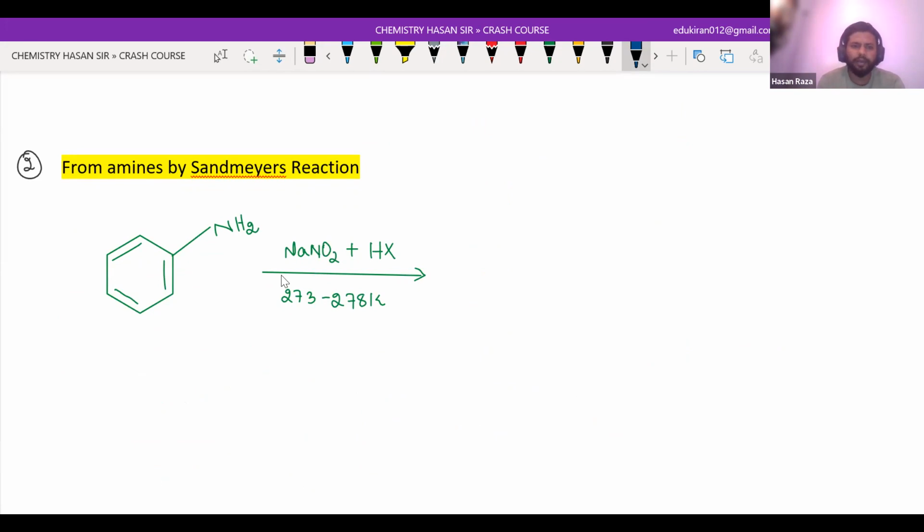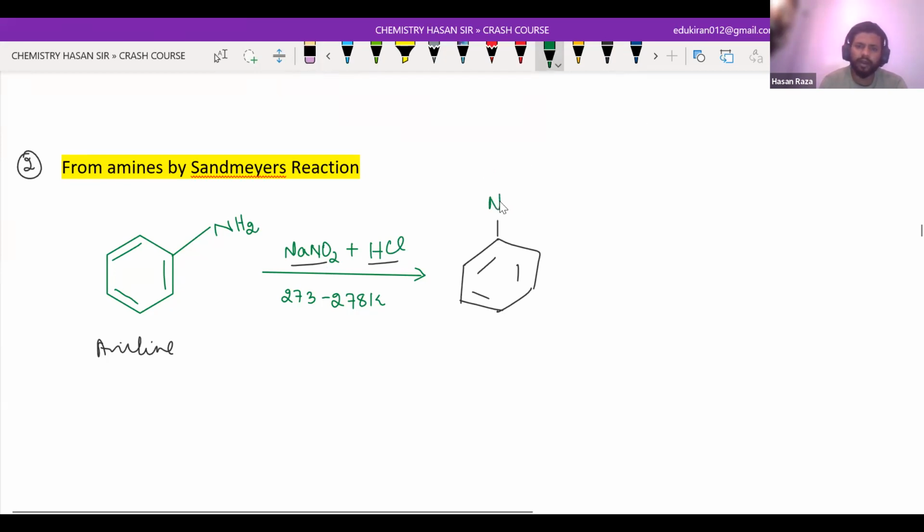You know what will happen here when aniline reacts with nitrous acid, NaNO2 in the presence of HX. There will be formation of benzene diazonium chloride. I'm going to take HCl here. So it will be benzene diazonium chloride. Here it will be N2 plus X minus, or you can write N2 plus as a whole.